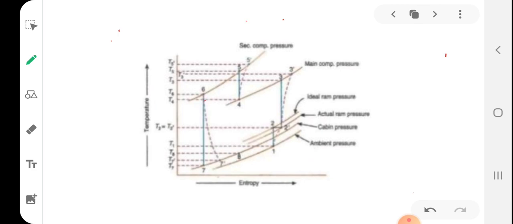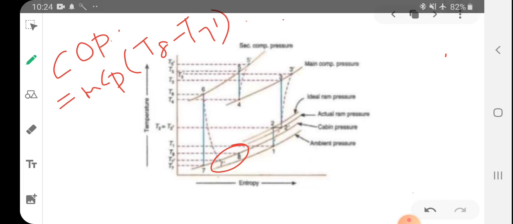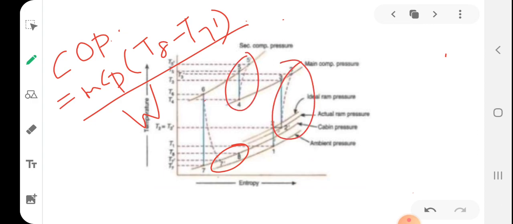Okay, so this is the idea of the bootstrap system. If you have to find COP here, COP is nothing but the required refrigeration effect. The refrigeration effect is m Cp times (T8 minus T7 dash), because refrigeration takes place here only, from 7 dash to 8, right? And the work will be the sum of the two works, the work in the first compressor and the second compressor. Things will be more clear when some problems are done. I will give you some problems as assignment. You try to do them yourself. So that's it, the bootstrap system.